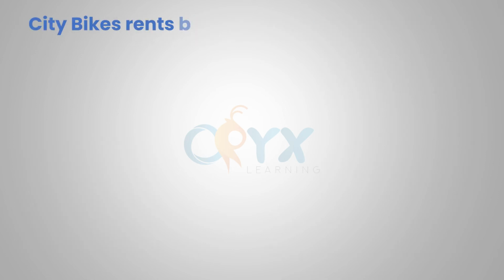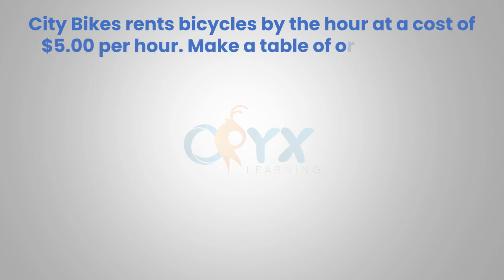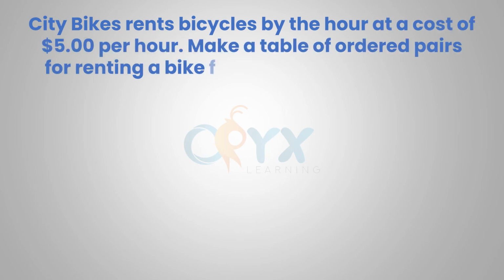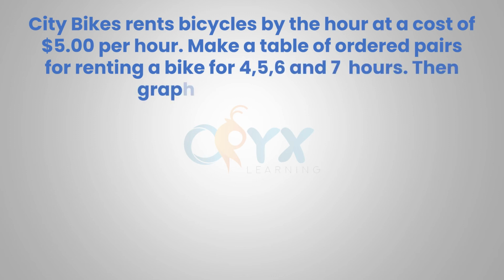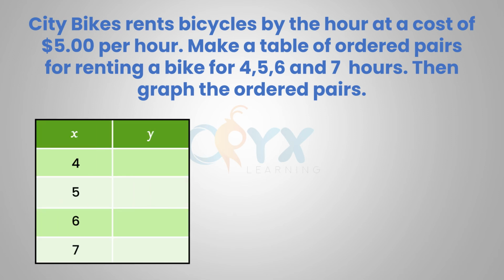City Bikes rents bicycles by the hour at a cost of $5 per hour. Make a table of ordered pairs for renting a bike for 4, 5, 6, and 7 hours. Then graph the ordered pairs. So my x values will be 4, 5, 6, and 7. To find the y values, I'll multiply the x values by the $5 per hour.